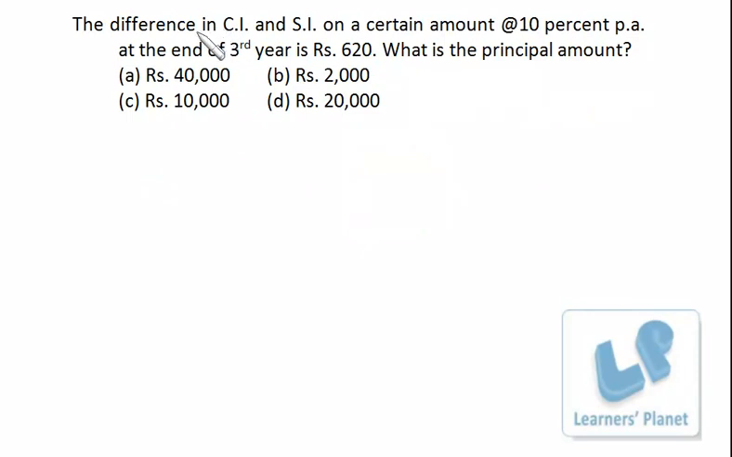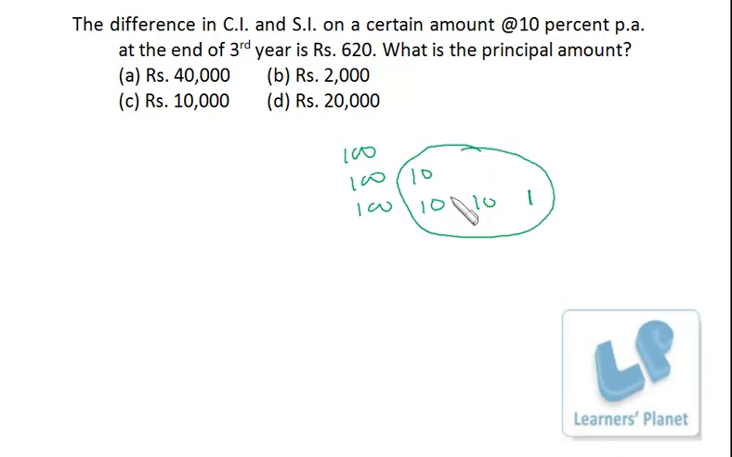The difference between CI and SI on a certain amount at 10% per annum is 620. What is the principal amount? Okay, I assume once again the principal to be 1000. So 10% per annum, 100, then for this 100 it is 10 and 10, then for this 10 it is 1. So according to me the difference is 31, right? And according to the question it is 620. So 31 is 620, that is 20 times, right? So 1000 will be 20 times, that is 20,000 rupees. So the principal is 20,000 rupees.